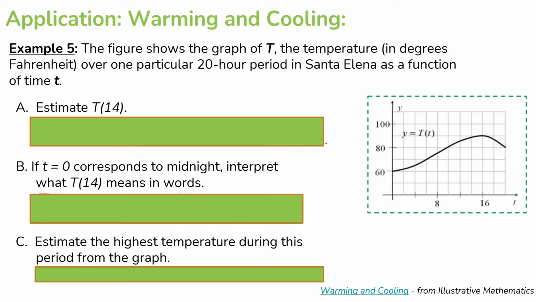Alright, so let's look at an application of a trig function. It says the figure shows the graph of T, the temperature in degrees Fahrenheit, over one particular 20-hour period in Santa Elena as a function of time. And for part A, we want to estimate T of 14. So our time is here. So when our time is at 14, and notice this graph is going by 4. So if this is 8, this would be 4. This would have to be 12, and this would have to be 20. So at 14, that would be here.